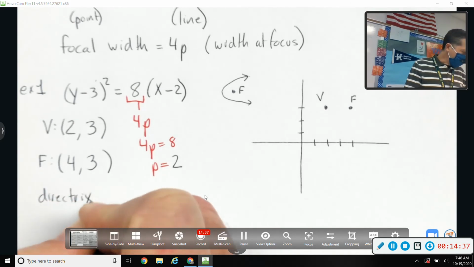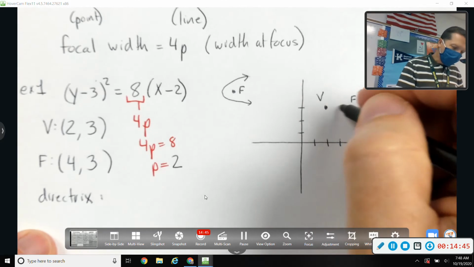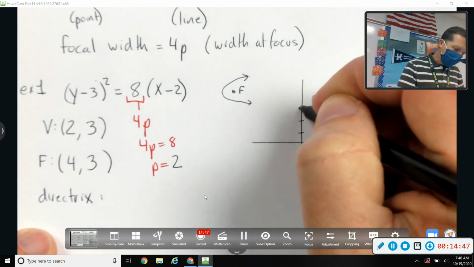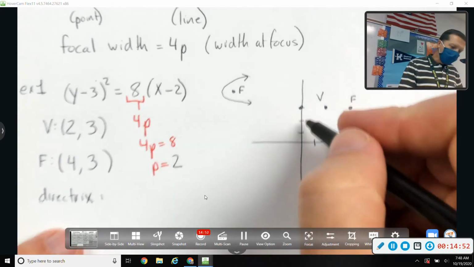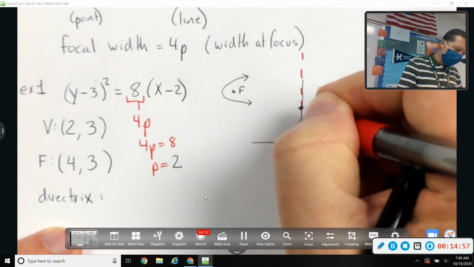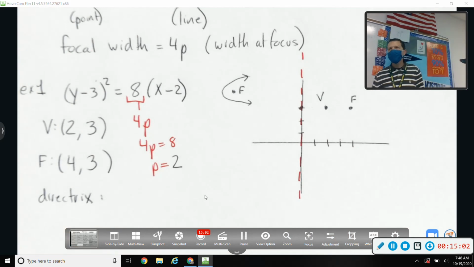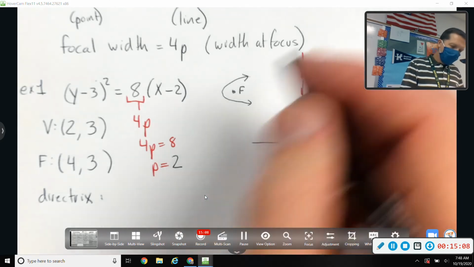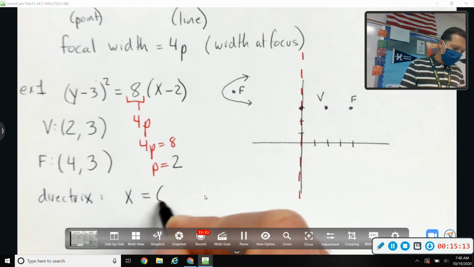All right, the directrix. So the directrix is on the other side. Instead of going 2 to the right, I'm going to go 2 to the left. But the directrix is a line, it's not a point. Most people start with a point, but it's not the point there, it's the line there. That one's kind of tricky because it's also on the y-axis there. So that line would be an x equals line, and it would be x equals 0.